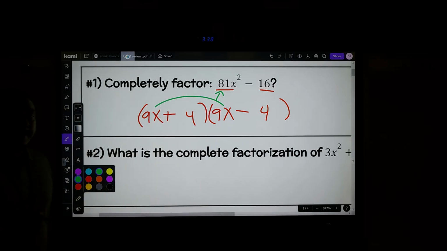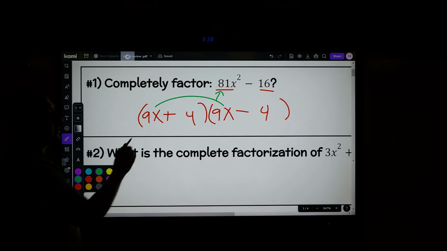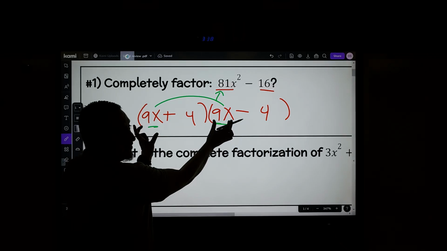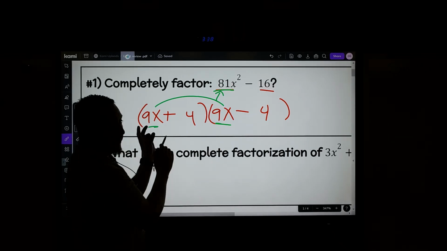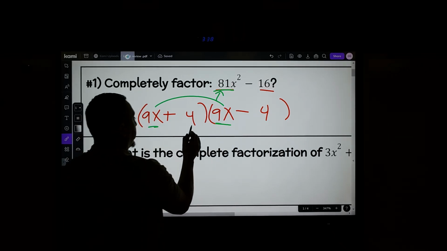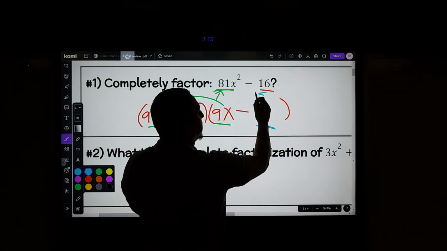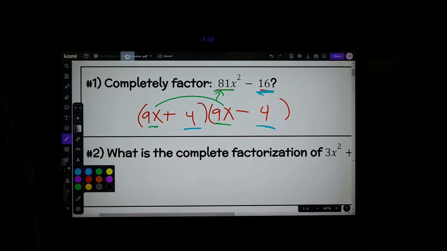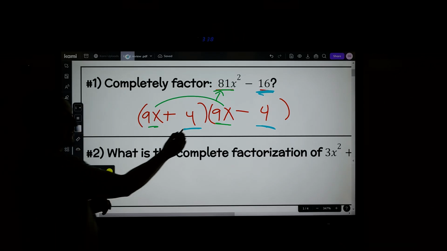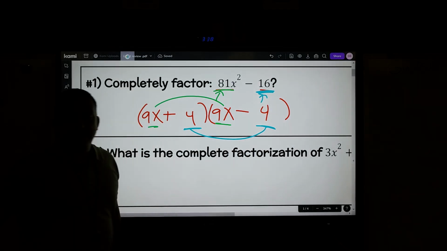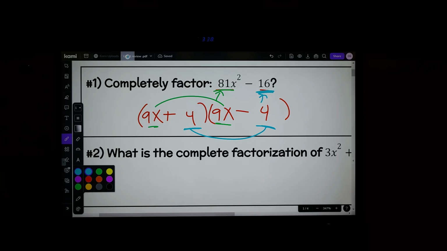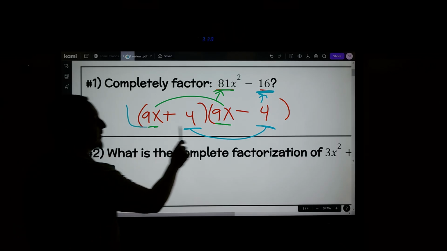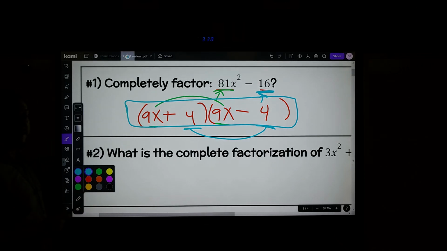Yes, ma'am? Does it matter if you put like 4x plus 9? It does, because the ones in the front, these two, have to multiply to that one. And then these two, let me see the difference. That's a really good question. These two have to multiply to that one. So if you put the x with the 4, it won't give you that first one. If you do this mental check real quick of does that times that give me that, and this times this give me that, you're going to be right most of the time. Okay, so that's the answer right there, and nothing else.